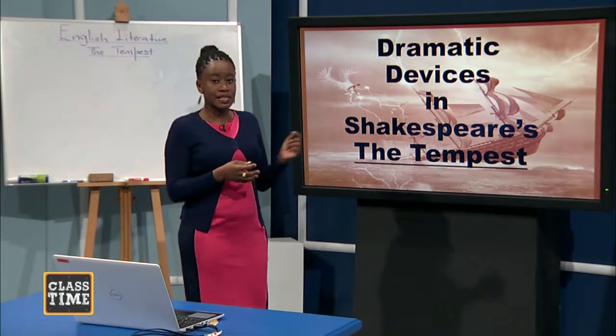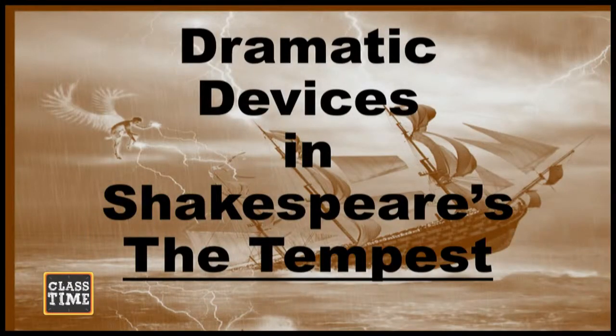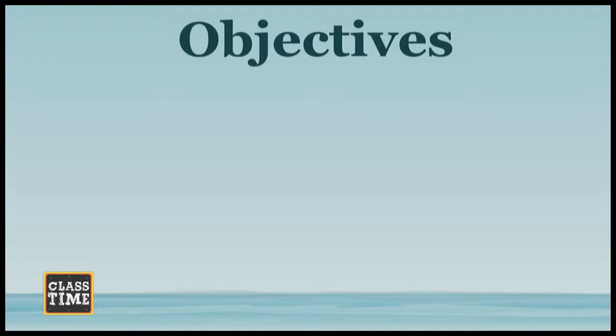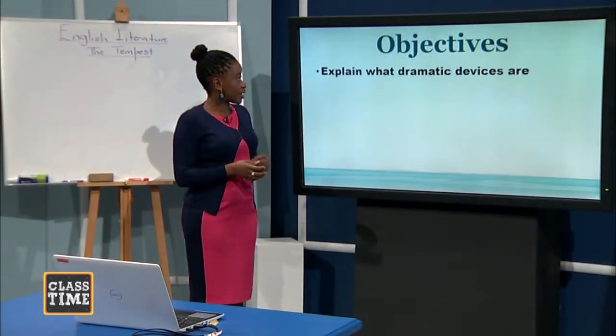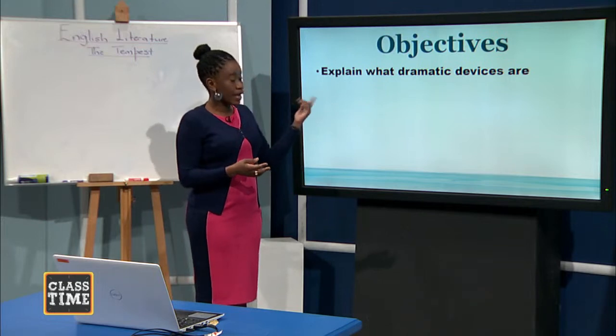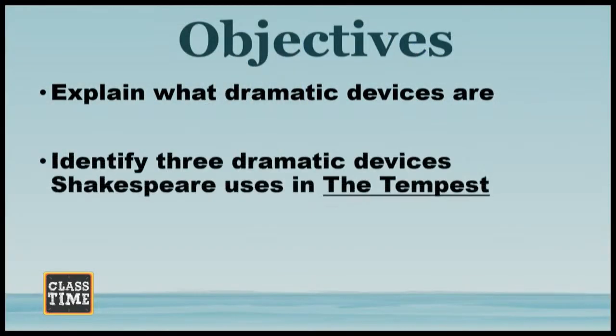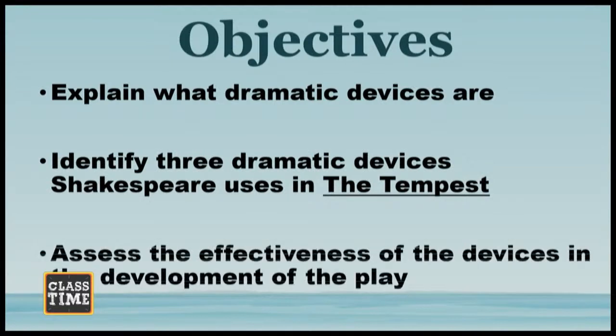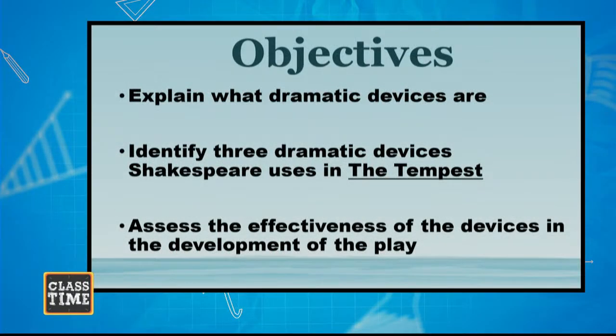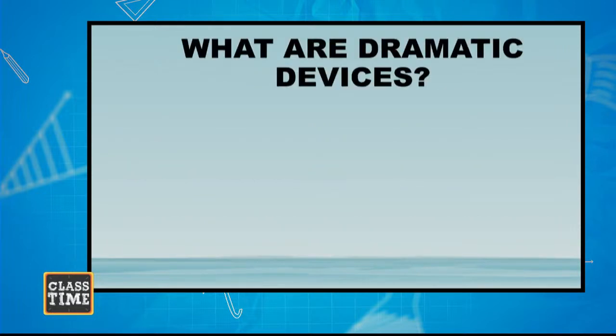Excellent. Today we want to take the discussion a little further, and we're going to be looking at some dramatic devices that Shakespeare uses in The Tempest. So in terms of our objectives, by the end of this lesson, you should be able to explain what dramatic devices are. You also should be able to identify 3 dramatic devices that Shakespeare employs in The Tempest, and also assess the effectiveness of the devices in the development of the play. All right, bear those in mind as we continue.